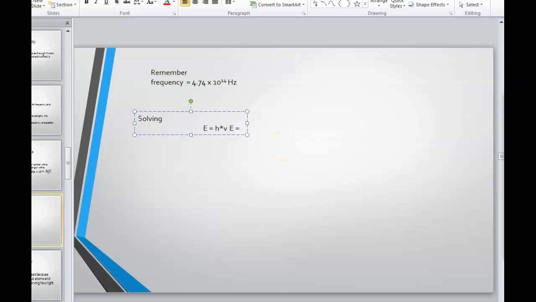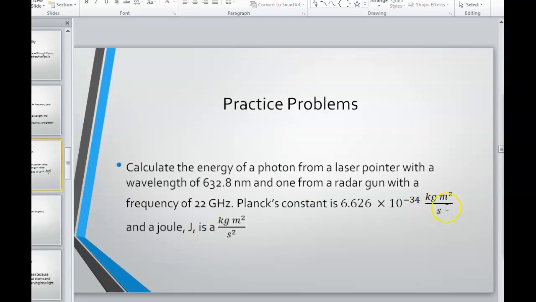So our energy is going to equal our frequency, 4.74 times 10 to the 14th hertz, times Planck's constant. Planck's constant was 6.626 times 10 to the negative 34, with some complicated units there: kilograms, meters squared per second. I made a mistake in my units for Planck's constant at first, but it's kilograms, meters squared per second.